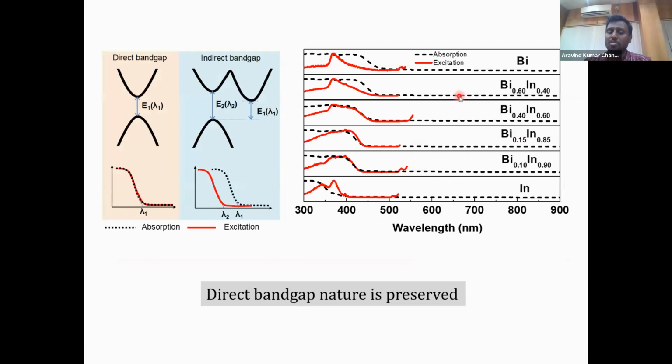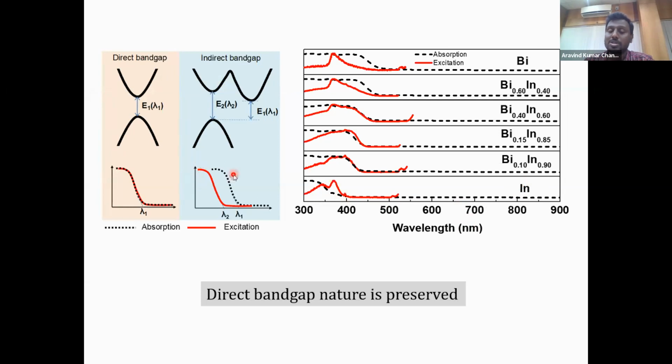Now, let me go on to show experimentally whether this is really a direct band gap, because simulation always deceives us in some cases. So here is an indium-based material where you see the onset of this excitation spectra, by the way, and I've given some explanation, which I'm not going to talk about.